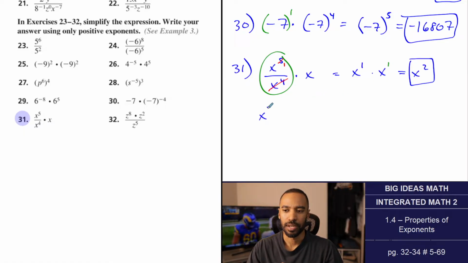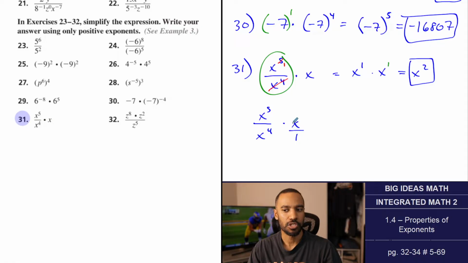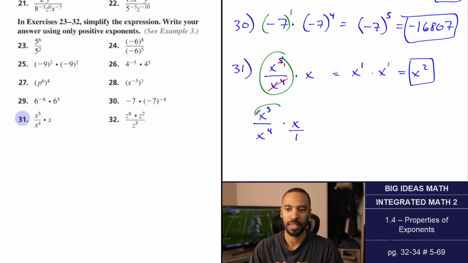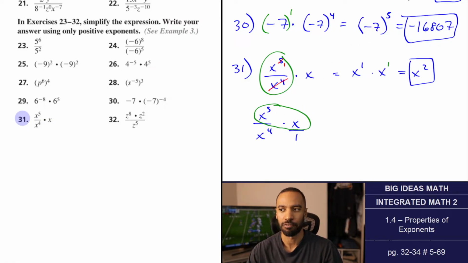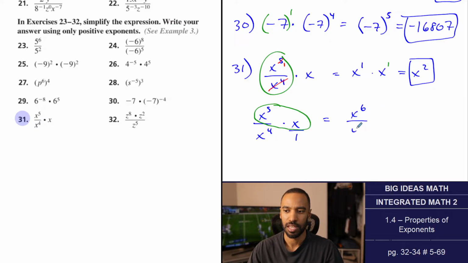The other way you can do it is this x. It's really x over 1, right? This x is a numerator value, meaning we could have multiplied these two first. That is still x to the first, and x to the fifth times x to the first is x to the sixth. x to the sixth divided by x to the fourth would leave you with x squared as a result.